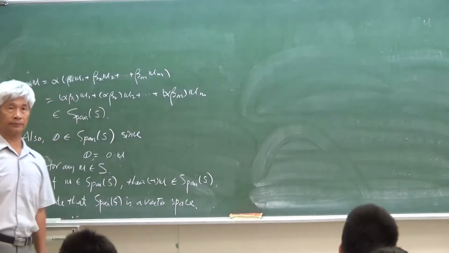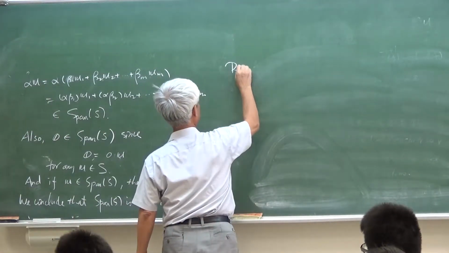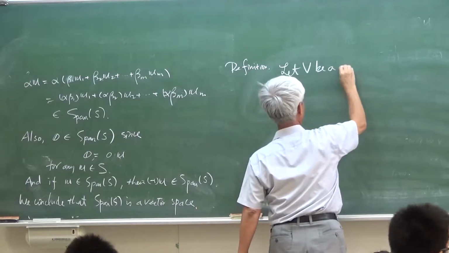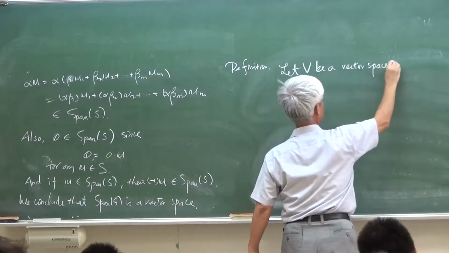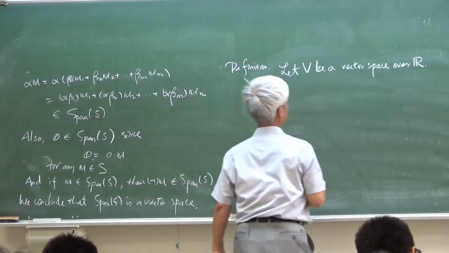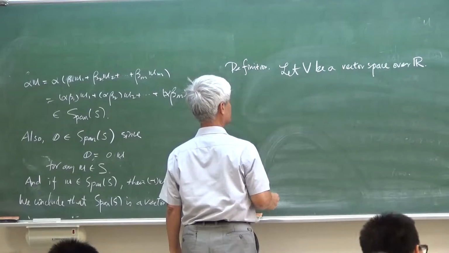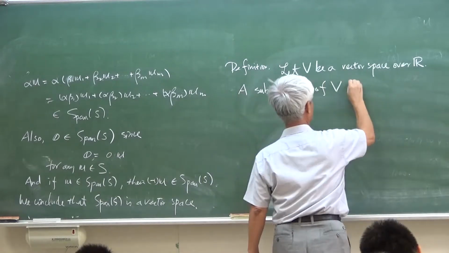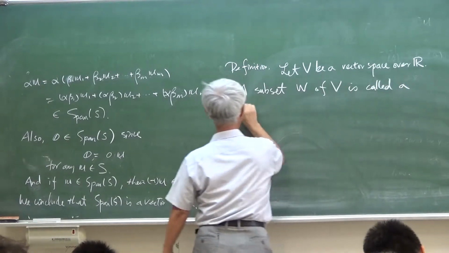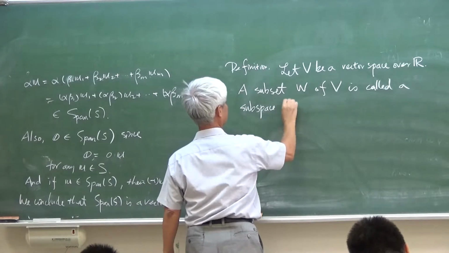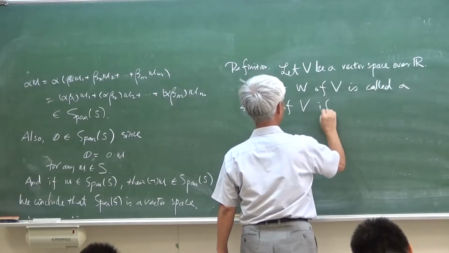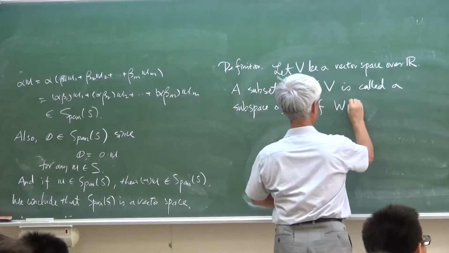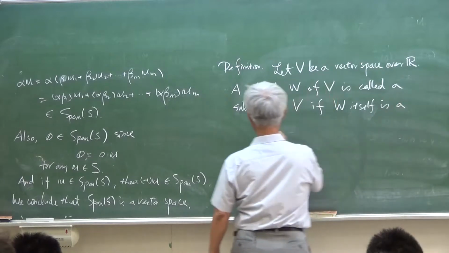Any questions? Now the definition. Let V be a vector space. A subset W of V is called a subspace of V if W is itself a vector space.